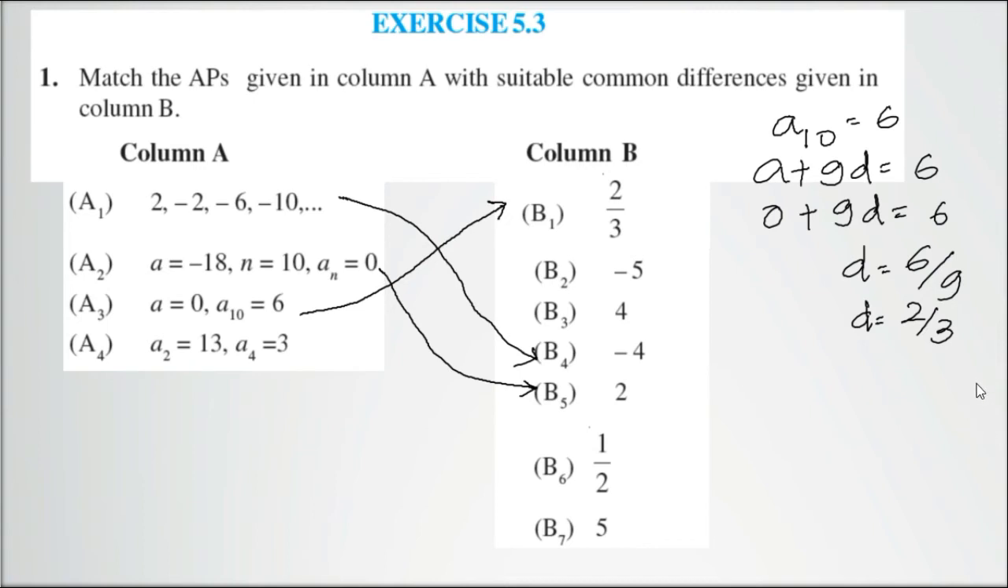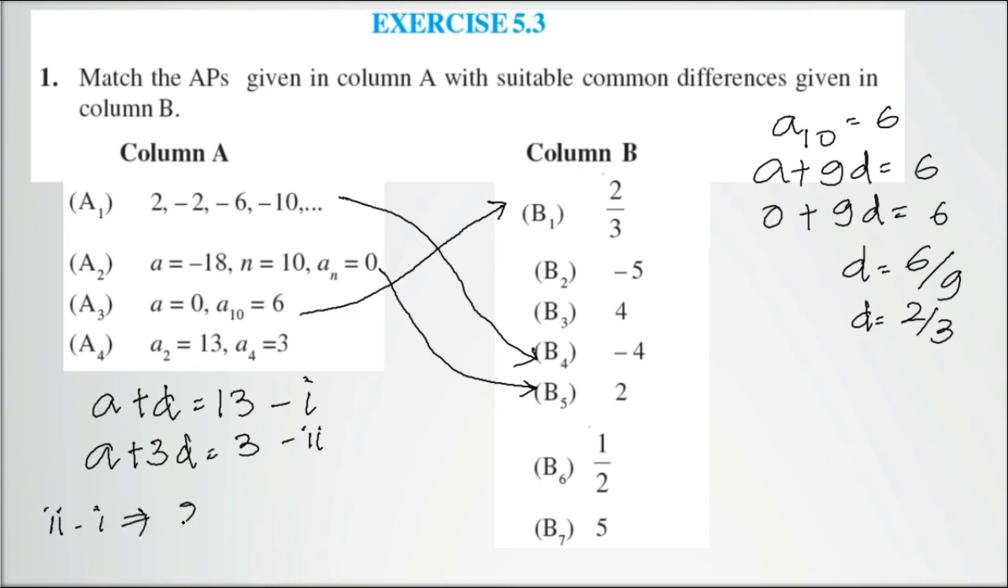Now the fourth one. Here we are given the second term and the fourth term. Second term is 13. It means a plus d will be 13. Fourth term is 3, which means a plus 3d will be 3. These are the two equations. If I do equation 2 minus equation 1, I'll be getting 2d equal to -10. So d value will be -5. So A4 matches with B2.